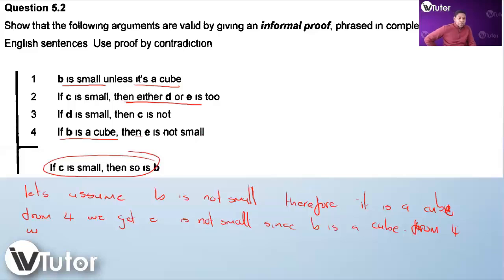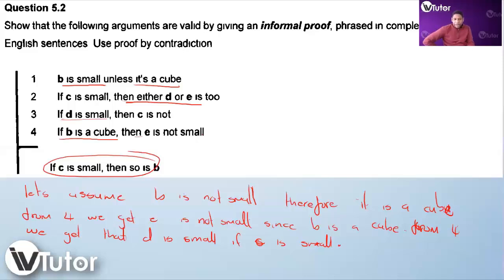we get that D is small. We're saying that D is small because we know E is not small. So D is small if C is small. Right. So then they say if D is small, then we know C is not. But we know that if C is small, right?